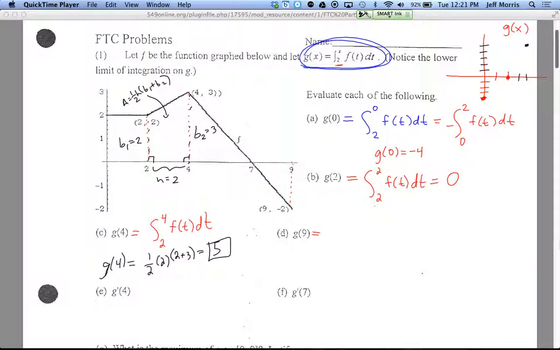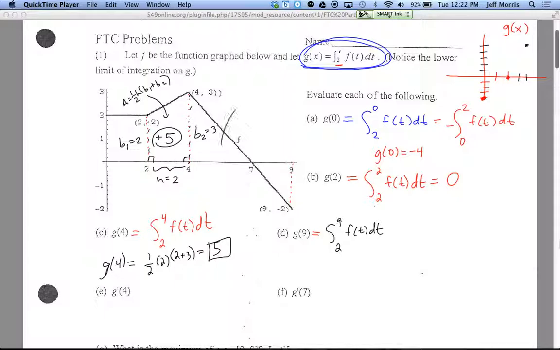What do you think G of 9 is? Anyone want to take a stab at it? G of 9. Oh, you have to use, you got to use multiple areas here. You're going to have to, because it's accumulating area all the way up to 9. So how much did it accumulate up to 4? What was the area here? 5. That was 5, positive 5 to be exact. All right, we don't care about this one. Do we need to worry about the one from 0 to 2? No, because we're measuring from where? 2. So I don't care anything about before 2. What about from 4 to 7? That's a triangle. What's the area of that triangle?